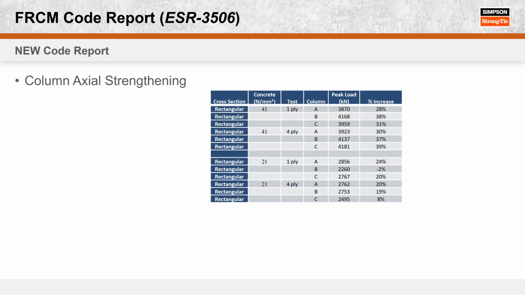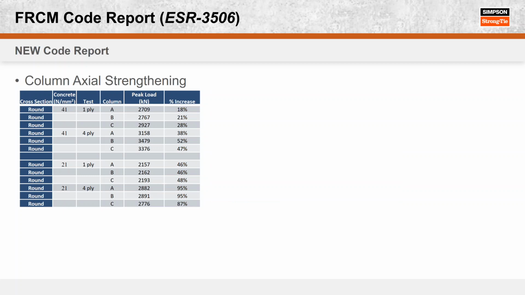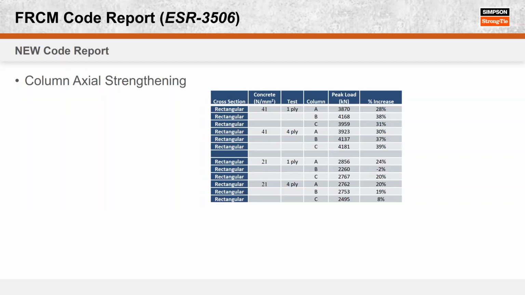So that first table was round columns. This is rectangular columns. Again, the strength is a little bit different for this, as you can probably tell.